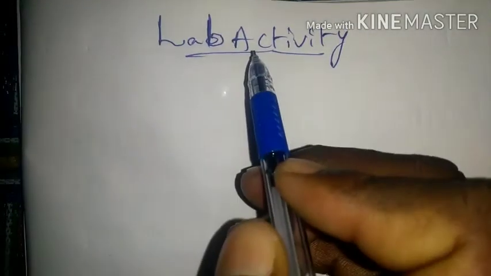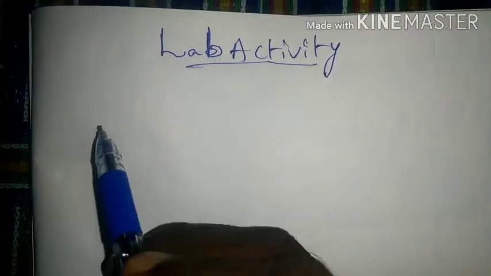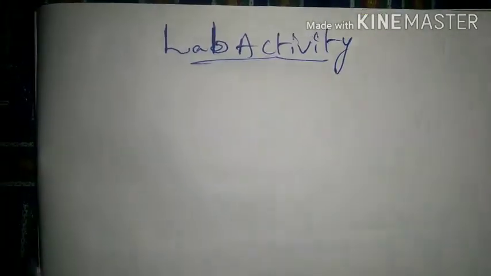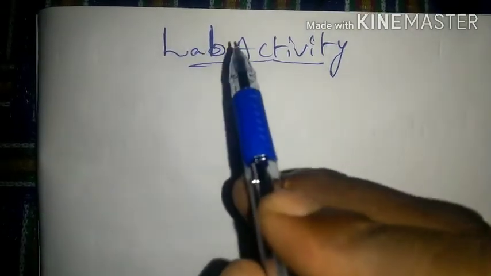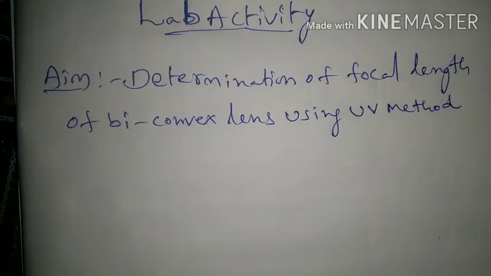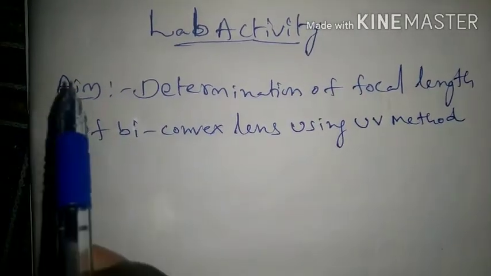Let's start the class. Explain the lab activity. This is very important in 4 marks question. Explain the lab activity. Let's start this lab activity. First one, aim.